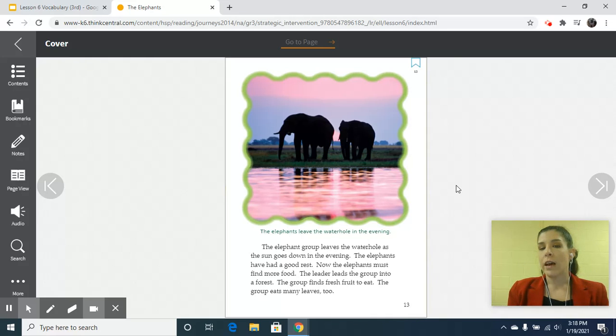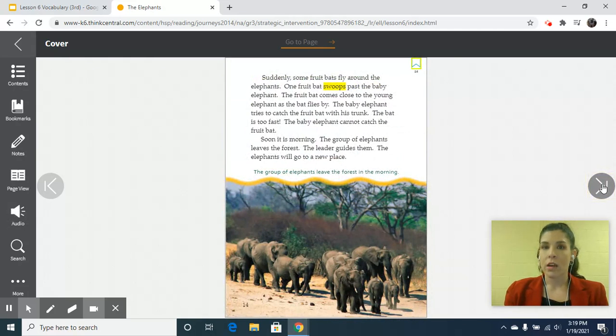The elephants have had a good rest. Now, the elephants must find more food because remember, they eat a lot. The leader leads the group into a forest. The group finds fresh fruit to eat. The group eats many leaves too. Suddenly, some fruit bats fly around the elephants. One fruit bat swoops in.